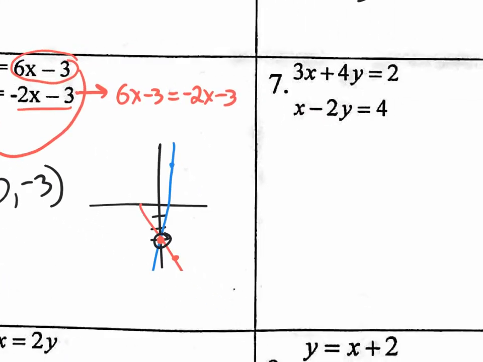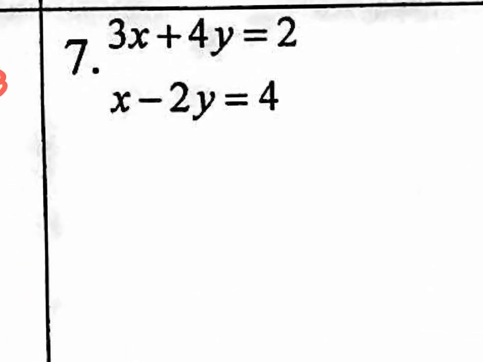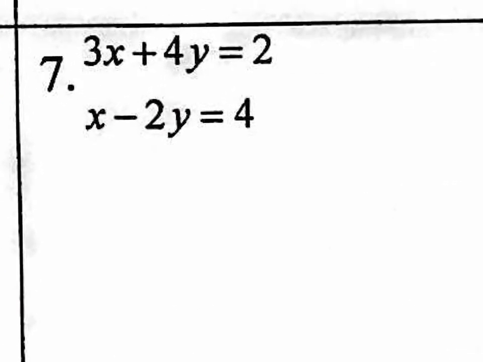Let's jump to number 7. Number 7, step 1 on substitution. Since they're not in y equals mx plus b, I'm not going to graph them. So I'm going to do step 1 in substitution, pick an equation and get a variable by itself.